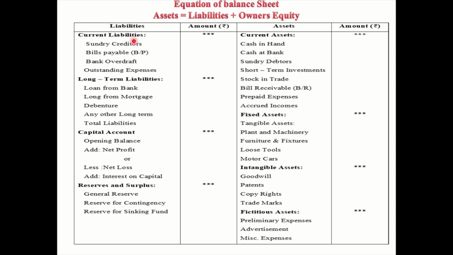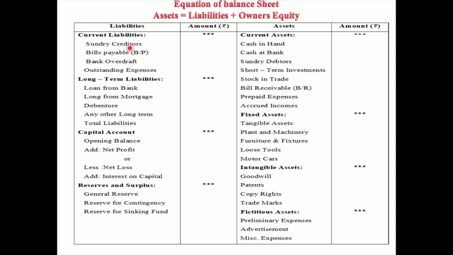For example, sundry creditors, bills payable in the acquisition of inventory, then bank overdraft, then outstanding expenses are examples of current liability. Now, bills payable. Bills payable are the claim of the supplier which is evidenced by a note or some other written acknowledgement of debt. Then sundry creditors are the claim of the supplier against the business for the delivery of goods on credit, which may not be evidenced by a written acknowledgement of debt.